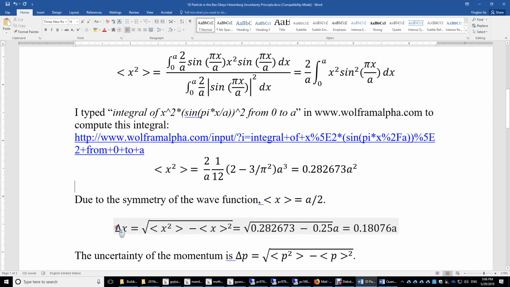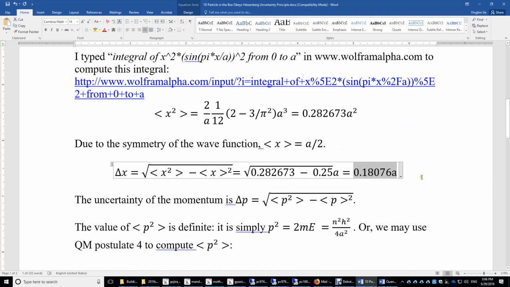So we can simply compute the uncertainty of the position using this equation. We plug in these numbers. This is from here, the expectation value of x squared. Over here, this is just 1/2 of a squared. So we get the uncertainty of the position, 0.18 times the length of the box. Now we compute the uncertainty of the momentum.